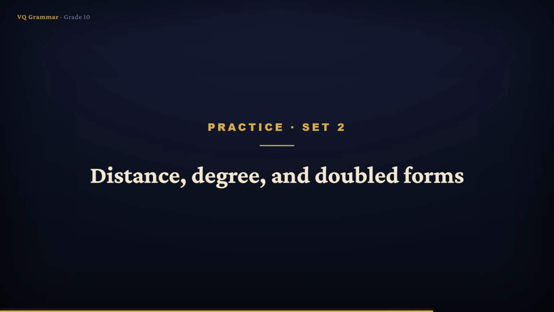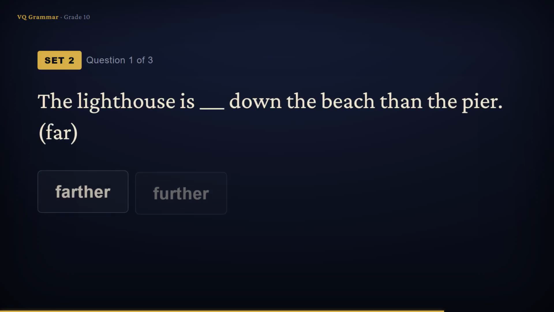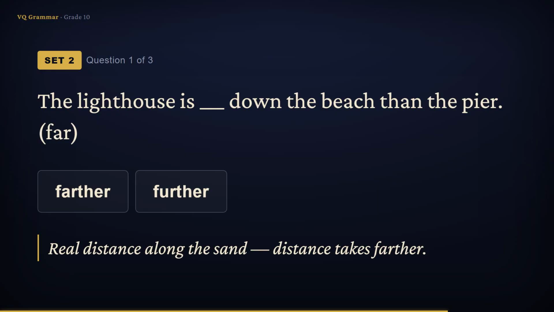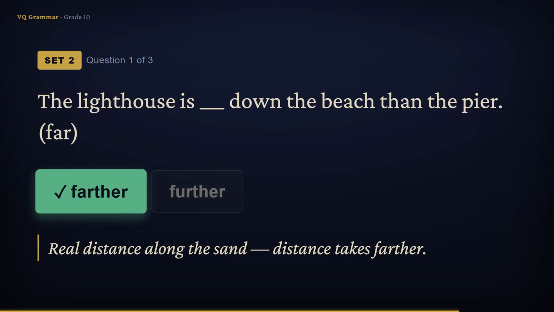In this second set, we'll mix in the farther and further choice, plus the double comparison trap. Pause each one, make your decision, and then check yourself against my answer. The lighthouse is blank down the beach than the pier. Ask yourself what kind of far this is. We are talking about actual space you could walk, real distance along the sand. Distance takes farther, so the answer is farther.